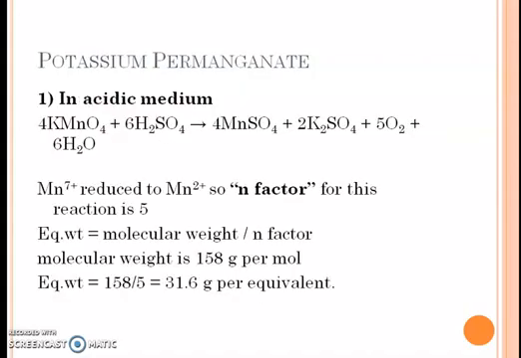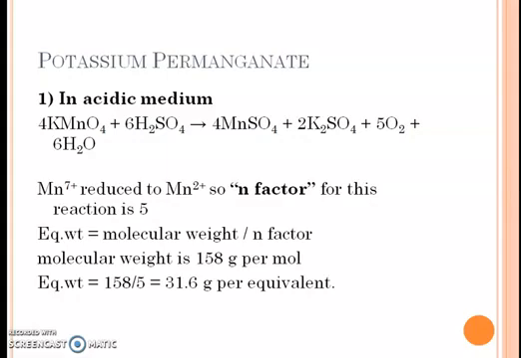So the next sample is potassium permanganate, that is KMnO4. KMnO4 behaves differently in various mediums like acidic, basic and neutral. So in acidic medium, let us have a look at the reaction. KMnO4 reacts with sulfuric acid to give manganese sulfate, potassium sulfate.